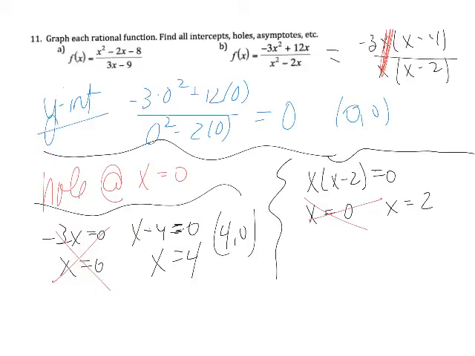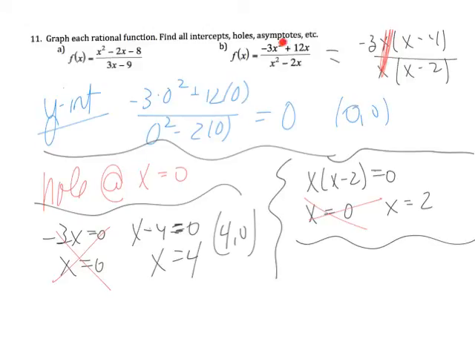You've got a horizontal asymptote because the degree in your numerator is 2, since x is squared. The degree in the denominator is also 2. So all you're doing is setting y equal to the ratio of your leading coefficients, -3 over 1. So y equals -3. So you've got a horizontal asymptote at y equals -3.